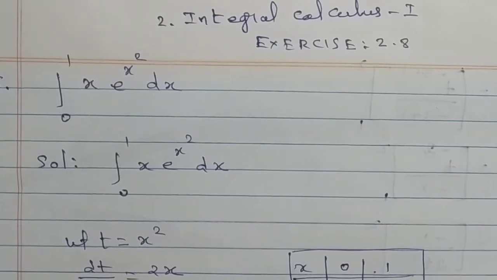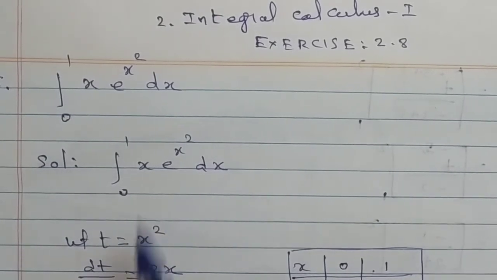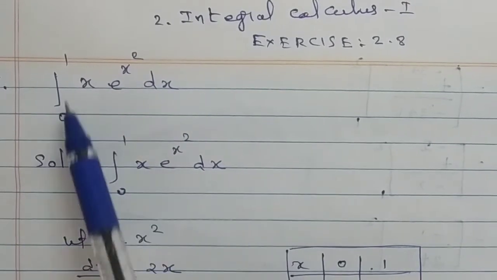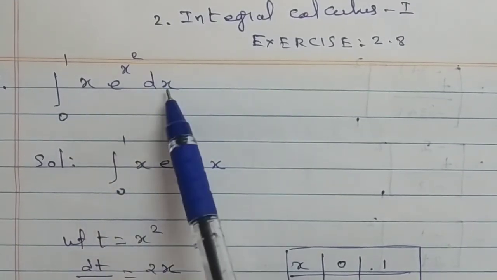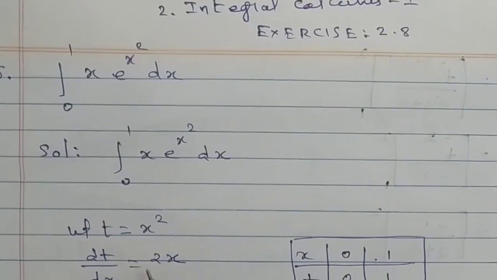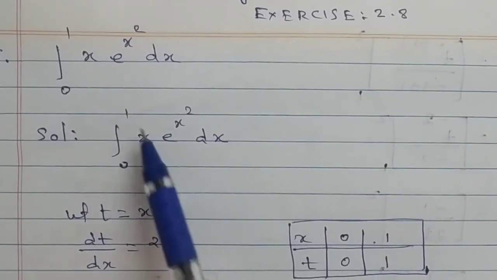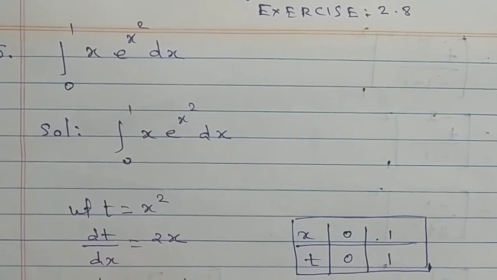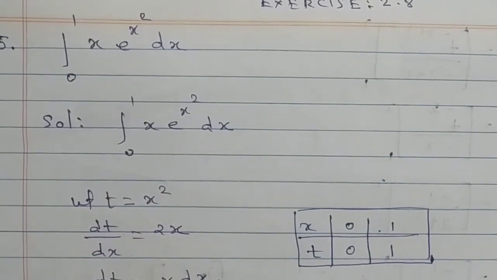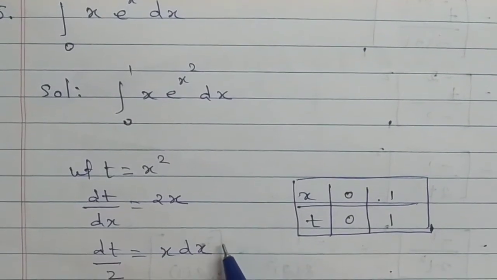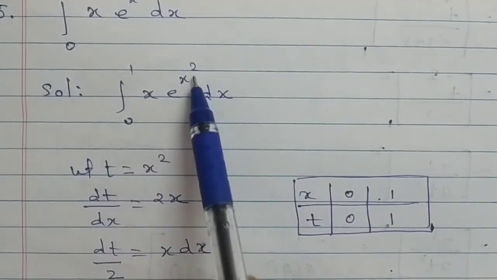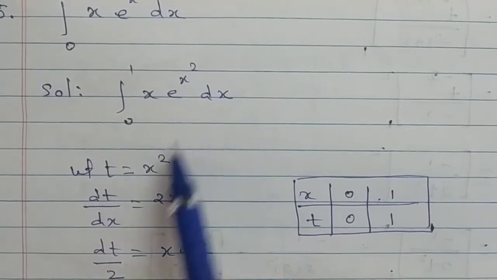Question number 5. Integral of 0 to 1 x e power x square dx. So find the solution for the integral from 0 to 1 of x e power x square dx. We are using the substitution method here.